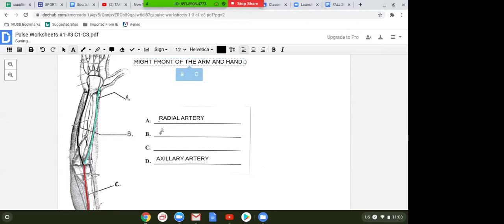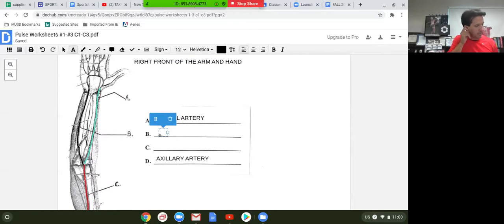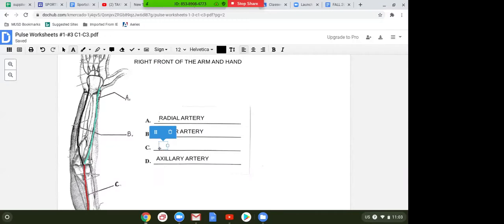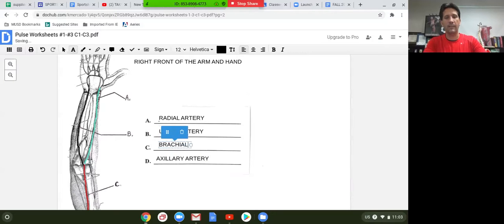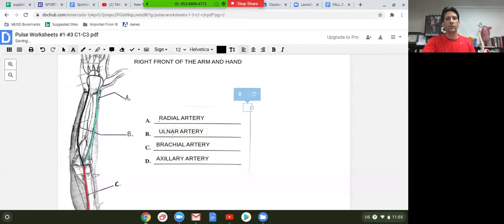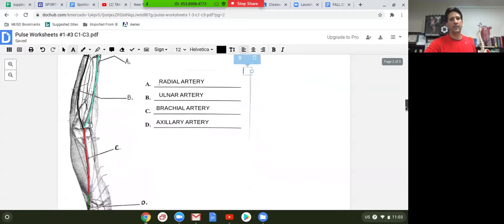How about B? Anybody want to throw out B? Isn't it the ulnar artery? Yeah. Sarah McQuilkin? Yes, good. Ulnar. And C. Brachial artery. Yeah, brachial. Who is that? Dylan. Good job. Blanco, okay. So radial, ulnar, brachial, and axillary. There's your A, B, C, and D.